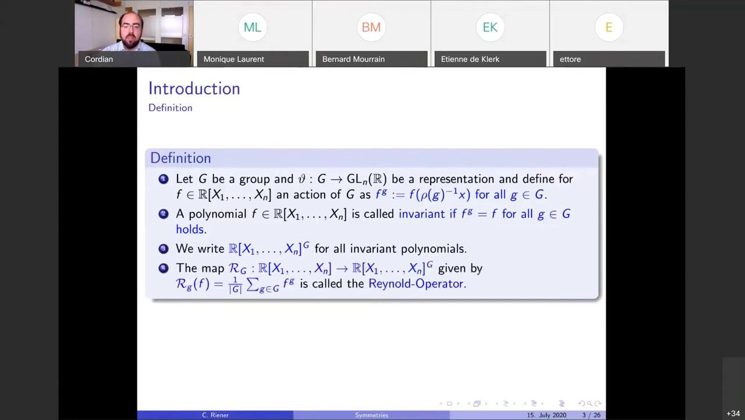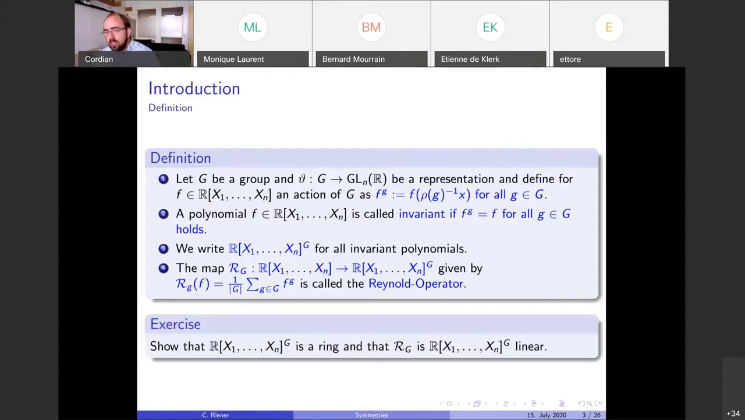And another important tool that we have already seen last week to some extent, which I also will be using, is the Reynolds operator. This is a map that takes a polynomial and gives me an invariant polynomial, and it's defined for finite groups just by taking the weighted average over the group action on a given polynomial. So this is the sum divided by the group order over the actions of the group on the polynomial. There are two small exercises that you might want to do if you're not familiar with that.